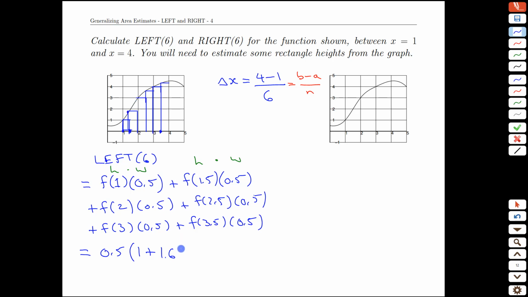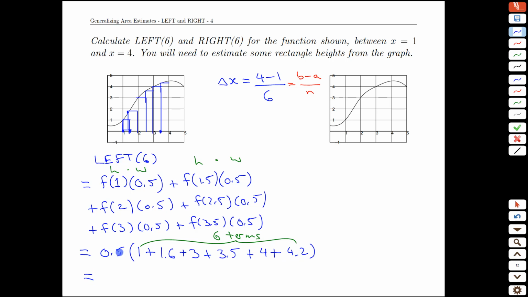The next height is actually up to 3. At 2.5, the height is pretty close to 3.5. Then the next height at 3 is exactly 4. The next height, and the last height, in fact, is closer to 4.2. We could differ on a couple of those numbers, but something in those ballparks is reasonable. And notice how many terms we have. This is how you know if you've overstepped. There are 6 terms, because we're building 6 rectangles.